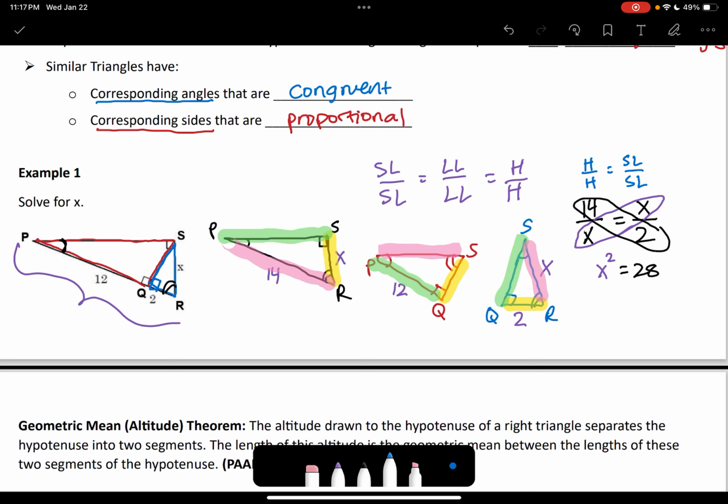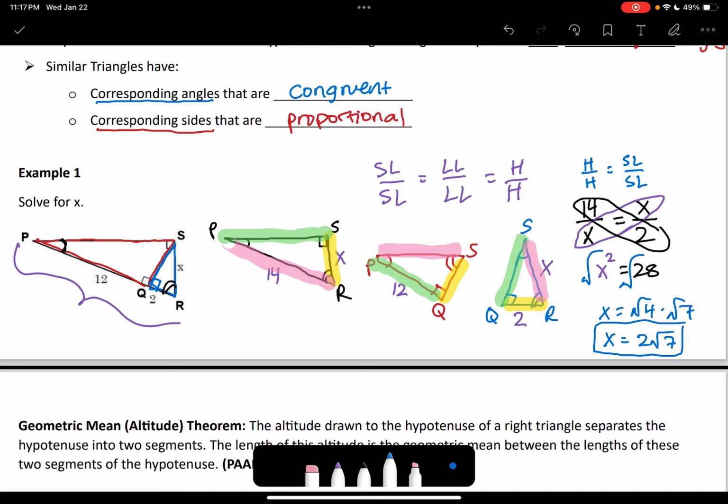Now, if I want to solve for X, all you have to do now is take the square root. So we get X is equal to, well, 28 can be broken up into 4 times 7. So I've got root 4 times root 7, and I know that the square root of 4 is 2. So I'm going to write 2 square root of 7.